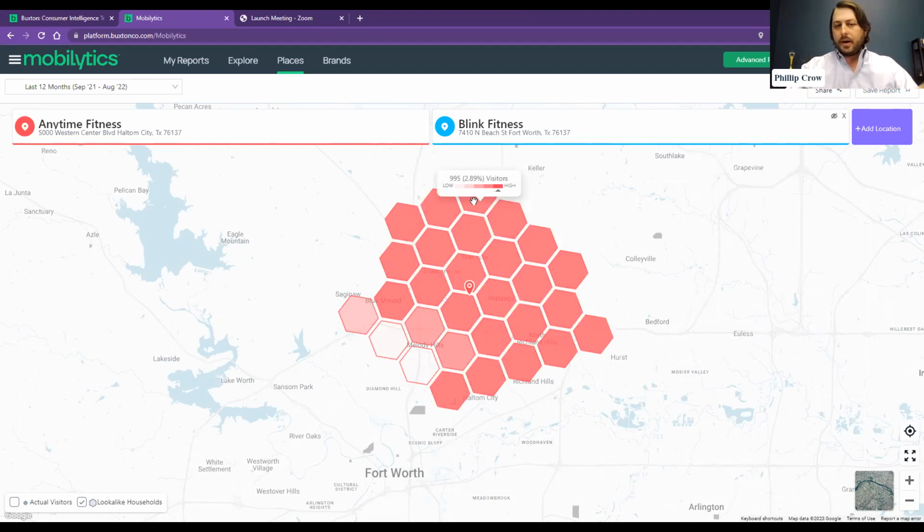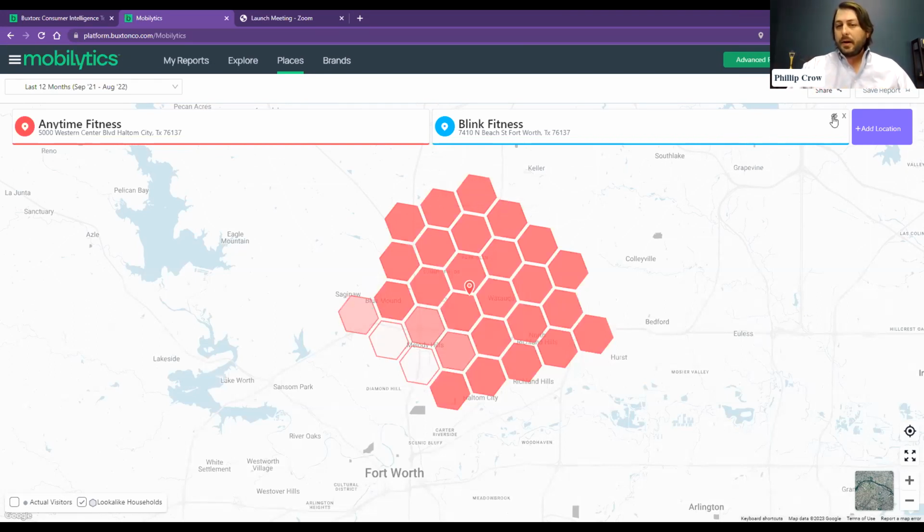And you'll notice that when I hover over any particular hexagonal cell, you can see a couple of numbers. In this case, I see 1,107 and 3.22% of visitors. That 1,107 is telling me that there are 1,107 potential customers, lookalike households, in this area that represents about 3.22% of all the potential customers based on the trade area that we would envision visiting this Anytime Fitness.